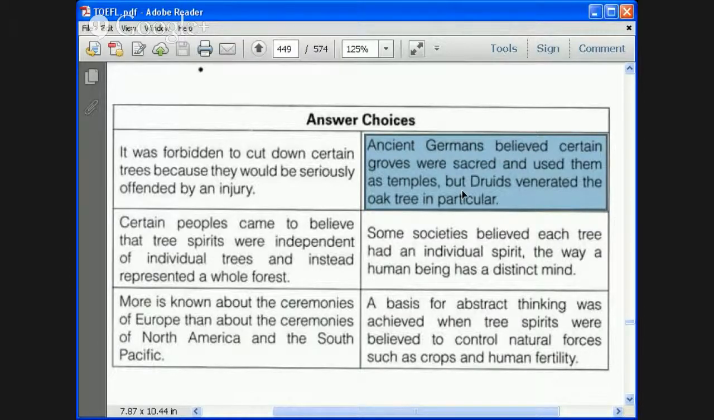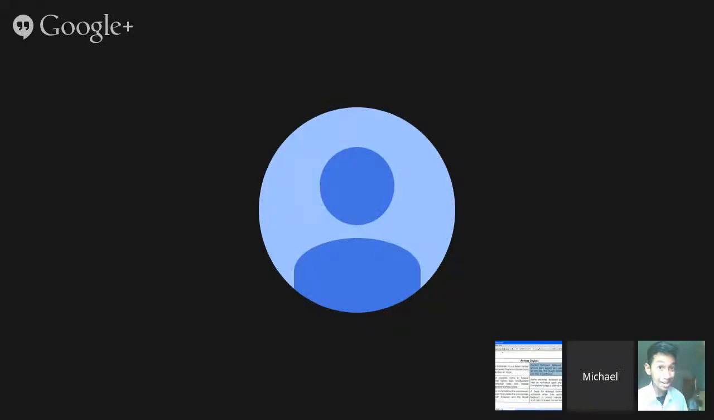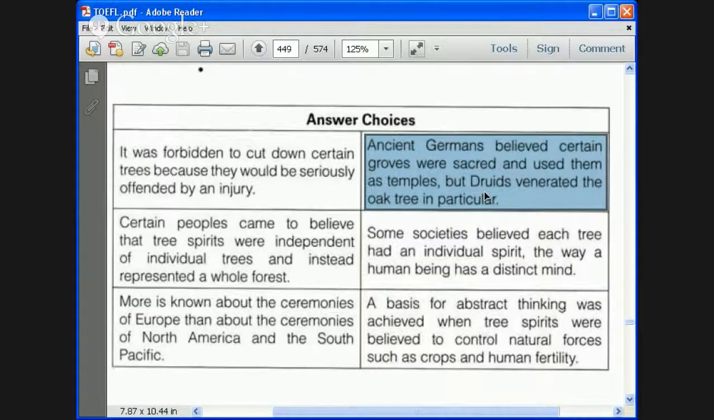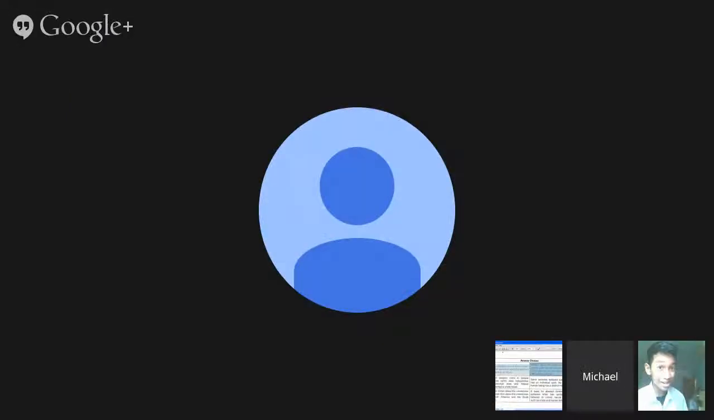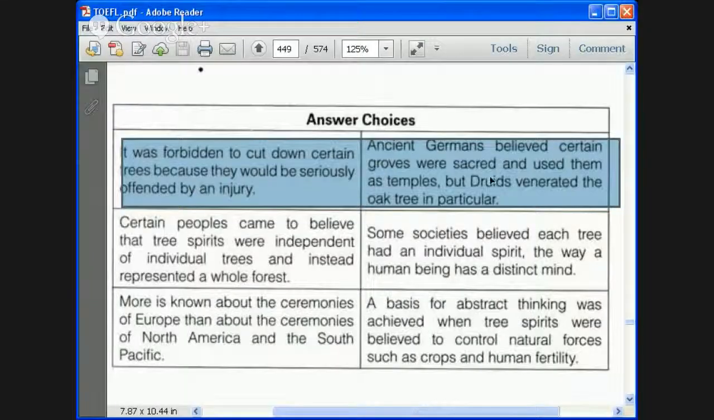Michael: Ancient Germans believed certain groves were sacred and used them as temples, but Druids venerated the oak tree in particular. Remove. This is very specific information. Just because I didn't see the word German in the text, or maybe I overlooked it. You overlooked it, but I don't care. You're removing it. It's too specific. All right, these two are gone now. Let's look at our last two. There's one more we're going to eliminate.